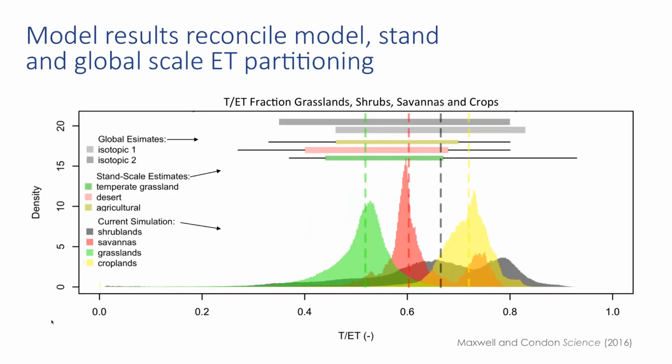So these are our results. What you can see along the top are the global isotopic estimates and then the stand scale estimates, and on the bottom I have histograms of our results. You can see that we're doing a pretty good job of matching the isotopic estimates, and we don't have this systematic underestimation that we see with some of the other models.